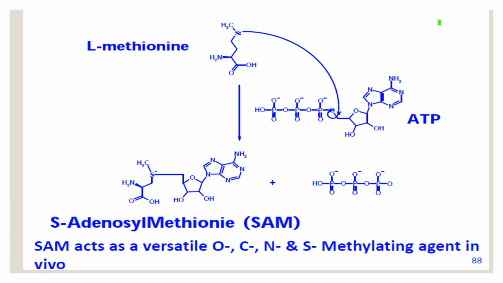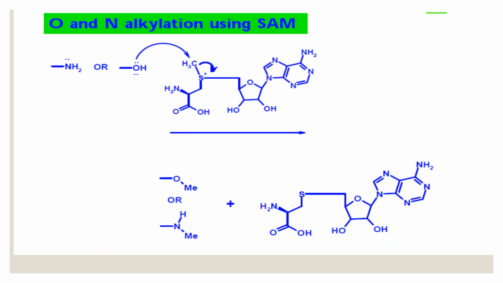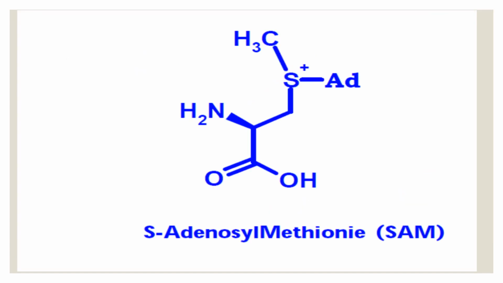So SAM acts as a versatile oxygen, carbon, nitrogen S-methylating agent in vivo, or inside the cell. So oxygen alkylation is also mediated by using SAM. Still SAM, the role of SAM can be acting, simply adding a hydrogen and methyl. This is CH3. So this one is the structure of SAM. It's adenosyl methionine. It means SAM is adenosyl methionine. So always SAM can be what?